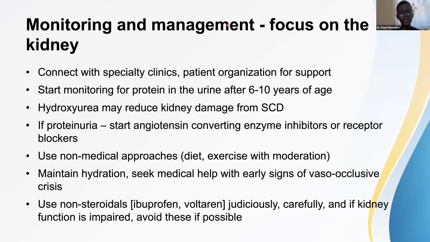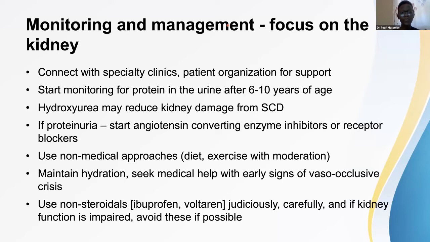Monitoring: how can we monitor and manage this specific problem, especially with a focus on the kidney? We can connect to specialty clinics. For example, I think it's best, if you have a child who has sickle cell disease, you should connect them to the nephrologist. It should be a symbiotic relationship between the pediatrician and the nephrologist. Also patient organizations for support. We should also start monitoring for protein in the urine after 6 to 10 years of age. Therefore, if we monitor this, then we can delay the progress to chronic kidney disease.